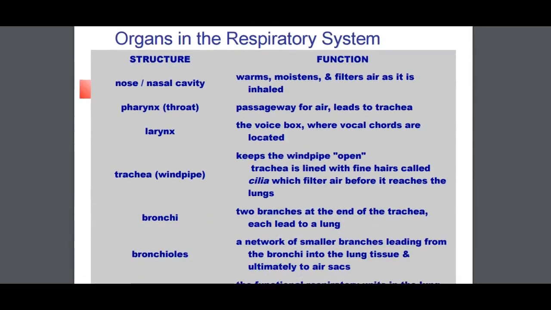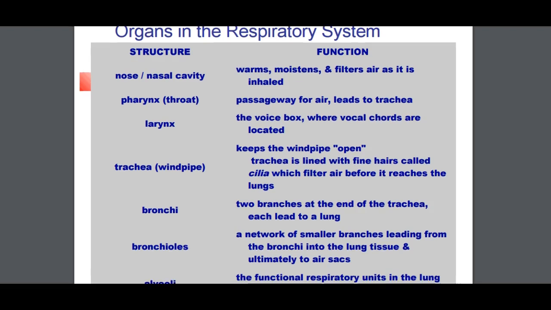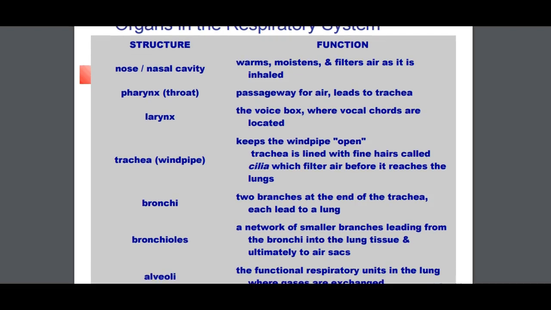The organs in the respiratory system have different structures, and I just named them in the previous slide. The nose and the nasal cavity warm, moisten, and filter air as it's inhaled. Your throat, your pharynx, is a passageway for air. It leads to the trachea. And the larynx is the voice box where vocal cords are located. It keeps the windpipe open.